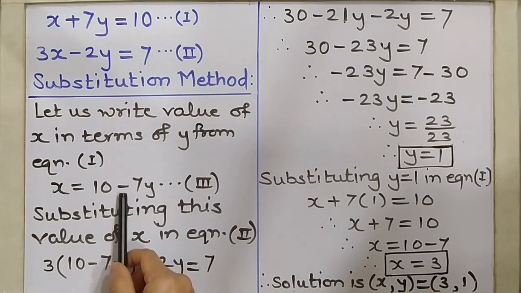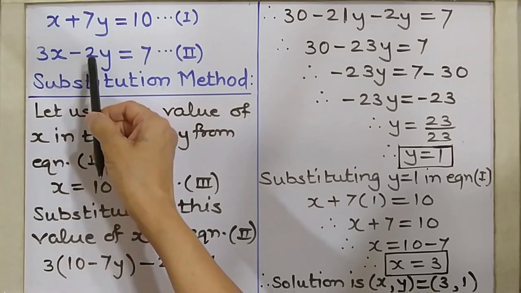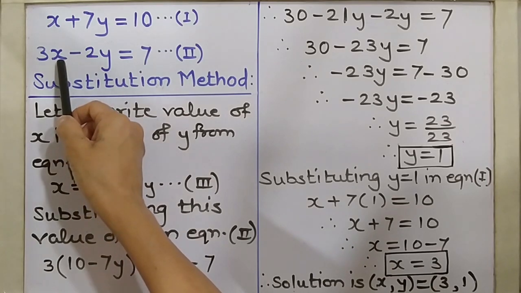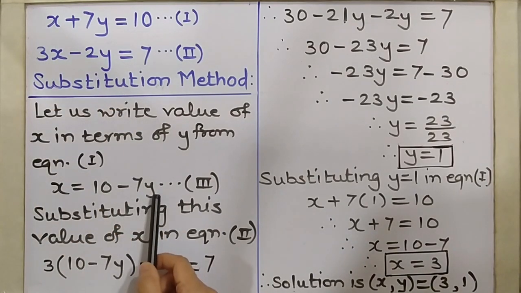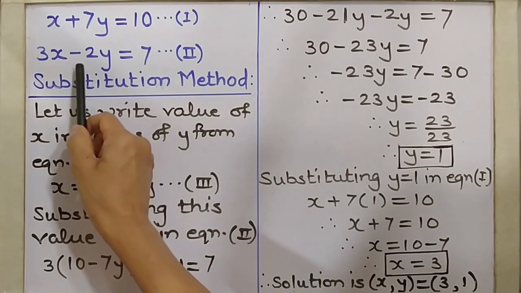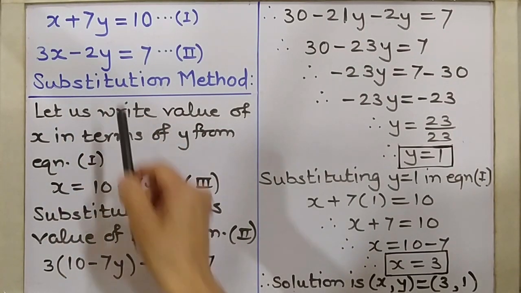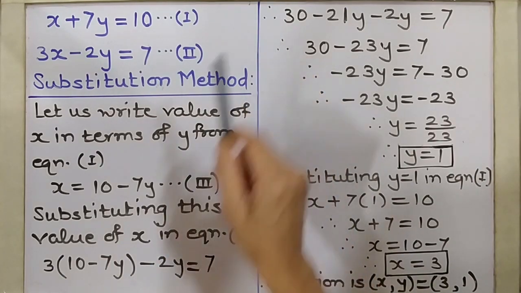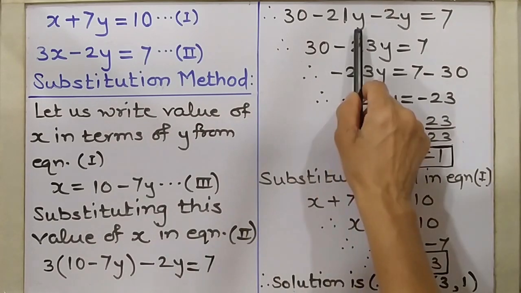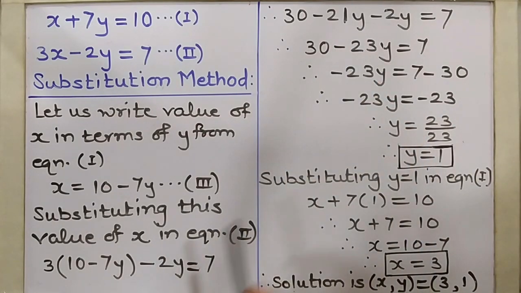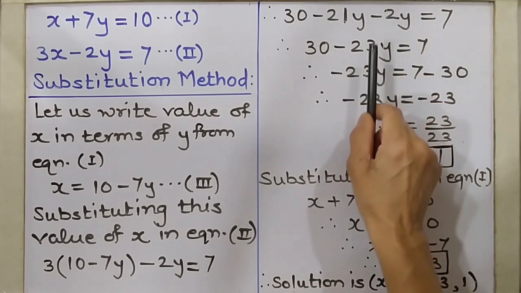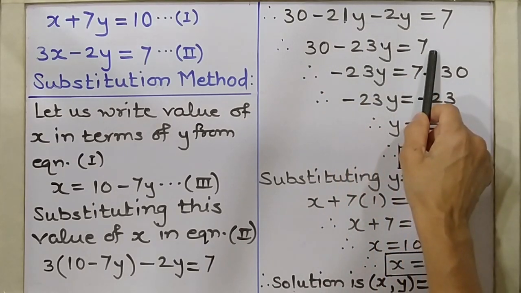Substituting this value of x in equation 2, my equation 2 becomes 3 into, instead of x, we'll write this new value of x, 10 minus 7y, minus 2y is equal to 7. 3 into 10 is 30. 3 into minus 7y is minus 21y. Minus 2y as it is, equal to 7 as it is. So this becomes 30 minus 21y minus 2y, which becomes minus 23y is equal to 7.